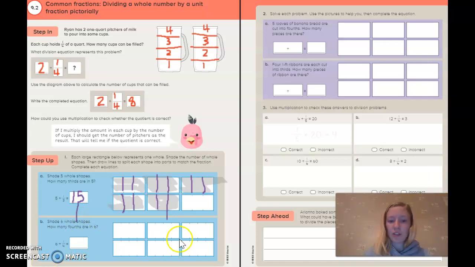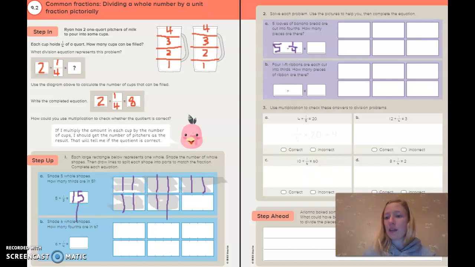I want you to go ahead and try this problem on your own. I will get you started on this problem right here. You're using the same thing that you did over here, but now you're just trying to figure out what the equation is. So it says 5 loaves of banana bread are cut into fourths. How many pieces are there? So now I know I'm taking 5 divided by 1/4. Okay, so I'm going to start like I started over here.